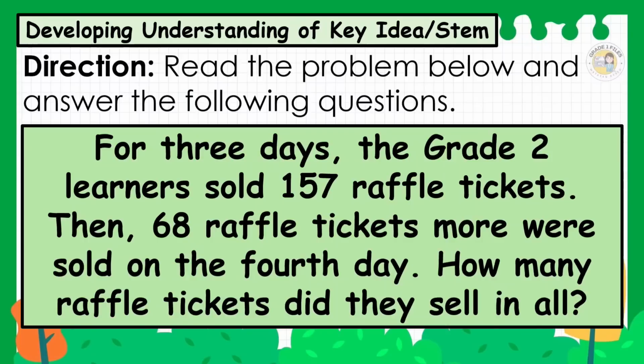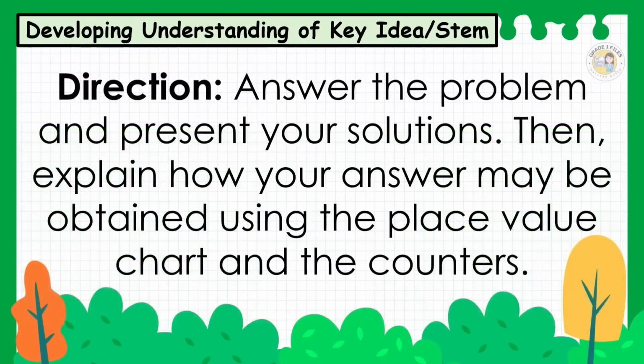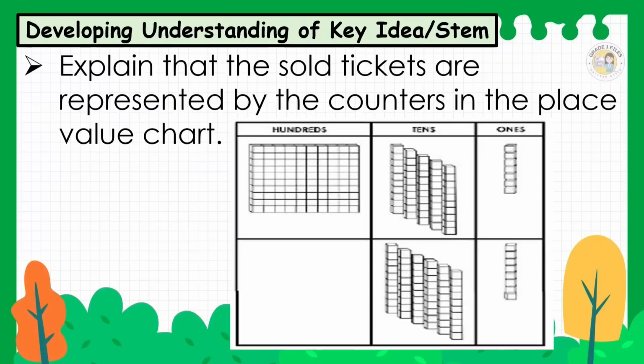For 3 days, the grade 2 learners sold 157 raffle tickets. Then 68 raffle tickets more were sold on the 4th day. How many raffle tickets did they sell in all? Answer the problem and present your solutions. Then explain how your answer may be obtained using the place value chart and the counters. The sold tickets are represented by the counters in the place value chart.